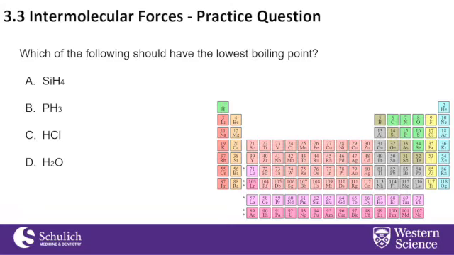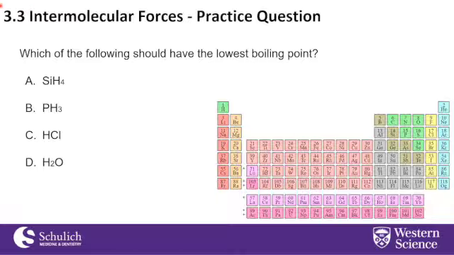So first, again, I would go through the question and pick out some of the key words or key ideas. So which of the following should have the lowest boiling point? This is a really great application question, because not only do you have to understand the intermolecular forces and where they would be present in what types of compounds, we also have to understand the application towards boiling point and melting point.